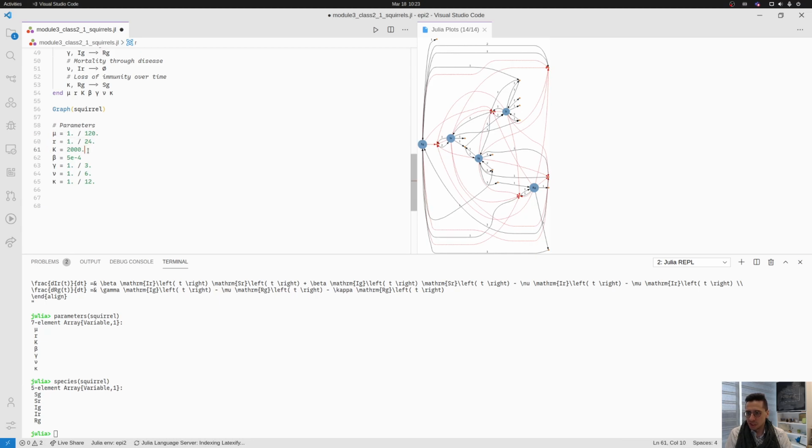So, average life expectancy 10 years. Generation time 2 years, maximum 2,000 individuals, rate of transmission, rate of development of immunity for the species that can develop immunity, rate of mortality, and then rate of recovery. So we can do P equal mu, R, K, beta, gamma, nu, and kappa.